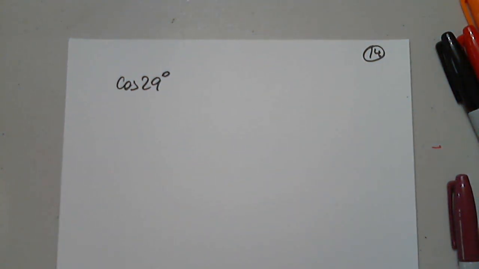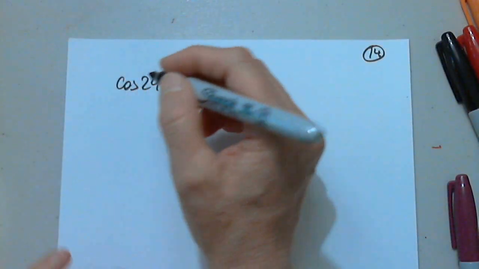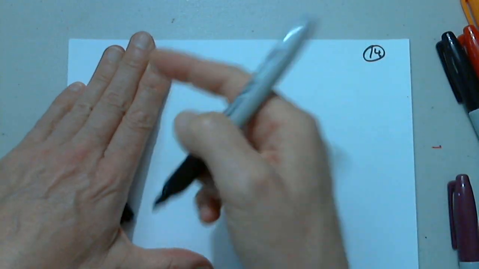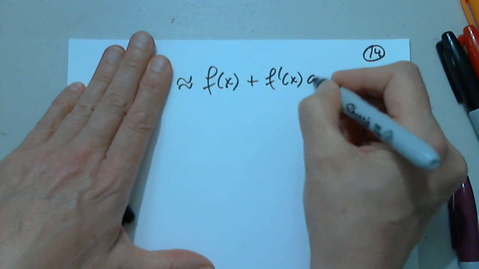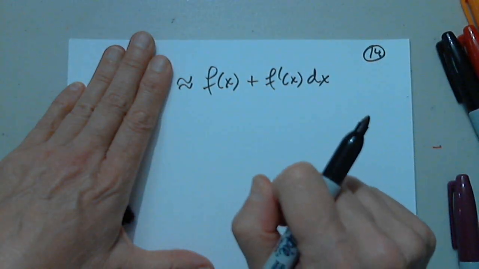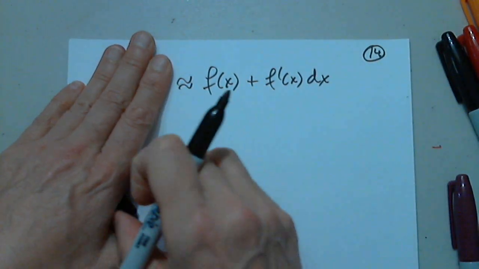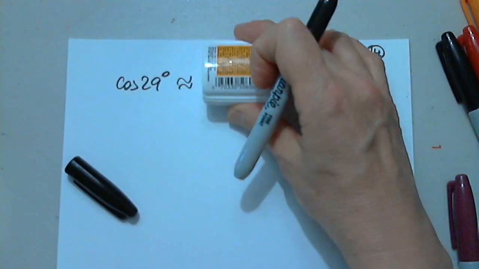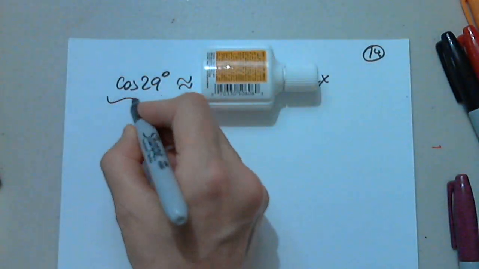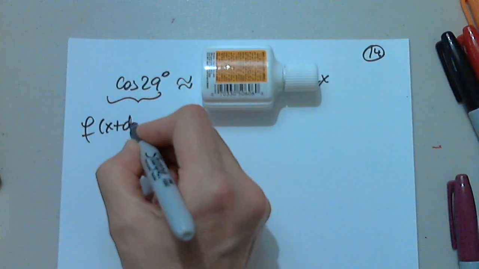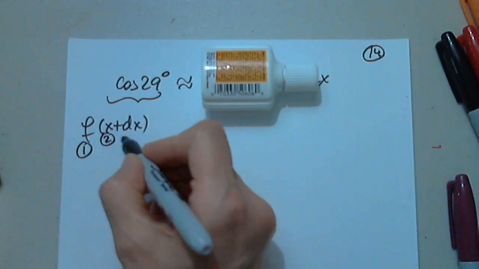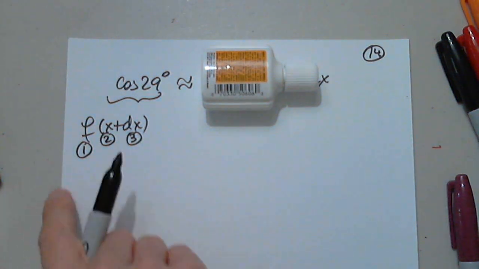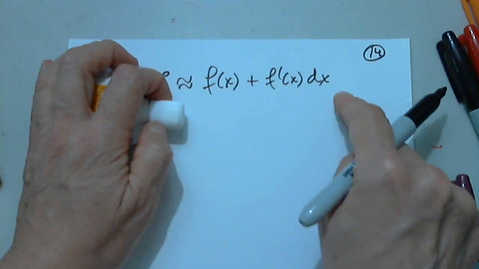I'm asked to approximate this. I'm looking at the time. It's okay. I'm good. I'm looking at the video. So I don't care what I have. I'm asked to approximate. I immediately write this. Now I don't care about this for a moment. And I know that this piece is f of x plus dx. I need to identify number 1, number 2, and number 3. Once I identify these, I'll fill this in and I'm done.